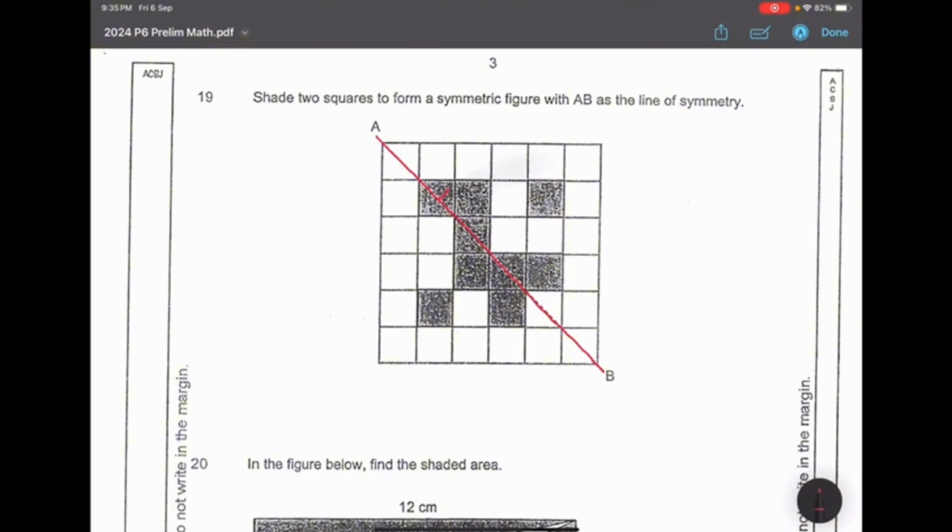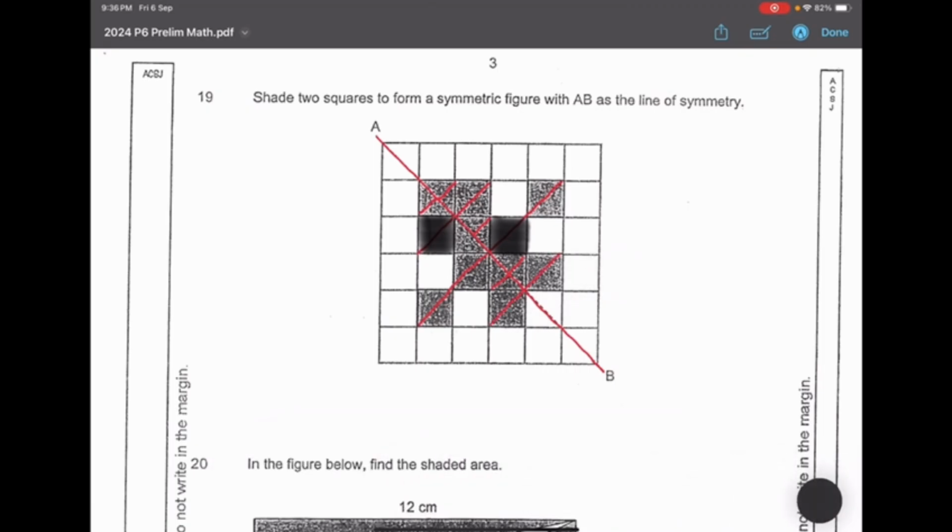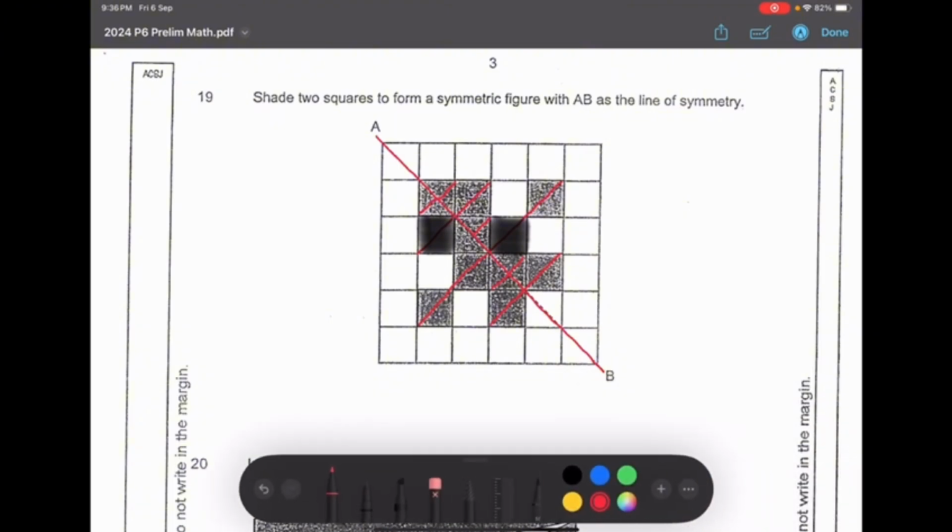As I can see down here, these two are definitely symmetric. For this one, there is something missing over here, so I'm just going to shade this in. Now it is symmetric. Back to this, you can see that this is symmetric. For here, something is missing, right? So I'm going to fill it up. There you go, and let's check the rest of it. Everything is symmetric right now. And this is your answer for question 19.